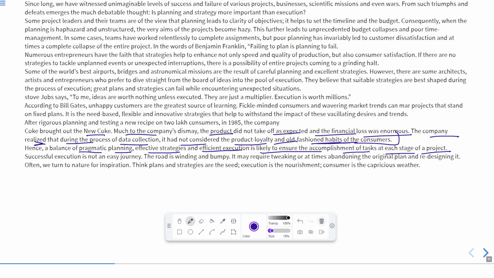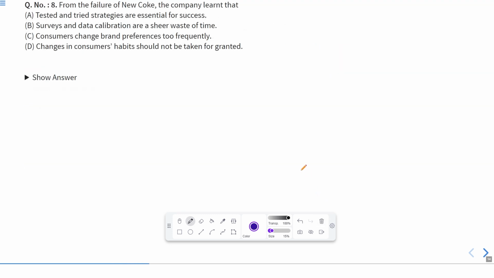Okay, so according to this line, it can be said that the changing habit of the people, it means changes in consumers' habit should not be taken for granted. It means it should not be taken lightly. Okay, because they are not saying that collecting the data is a waste of time. You should collect the data, but that should be the proper data collection. Tested and tried strategies are essential for success. Now, as they have seen, tested and tried strategies also failed just because they did not consider the changes of the consumer's mind and fashion. So according to this, D option is correct.